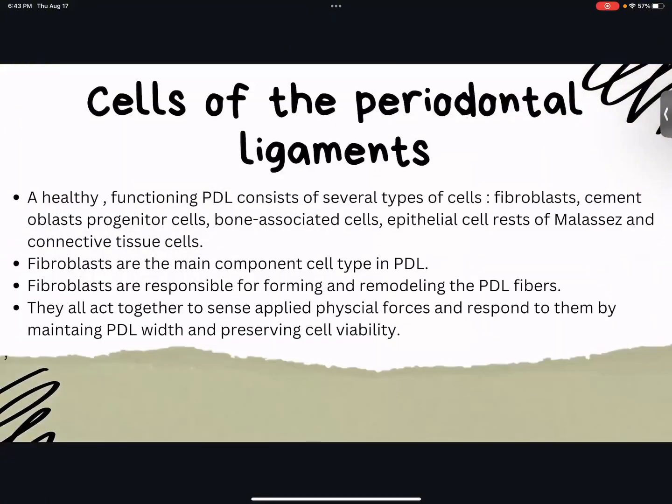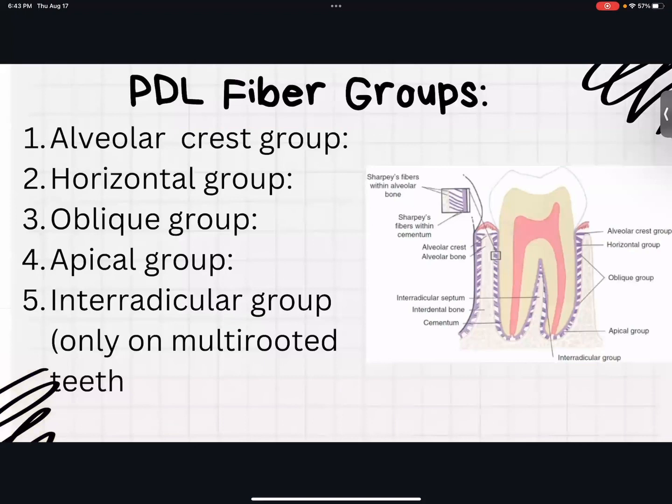There are similar types of cells present in PDL. So the fibroblast is the most common one, and fibroblasts are responsible for forming and remodeling the PDL fibers. All other cells, including fibroblasts, act together to sense applied physical forces and respond to them by maintaining PDL width and preserving cell viability. There are 5 PDL fiber groups.